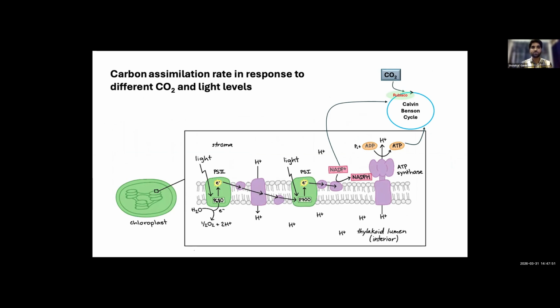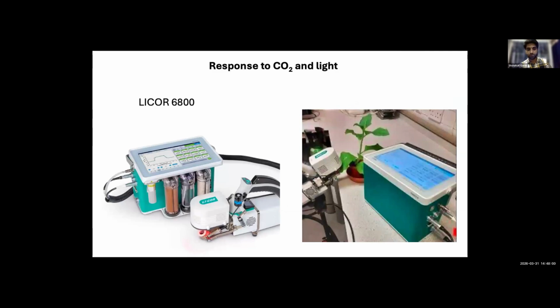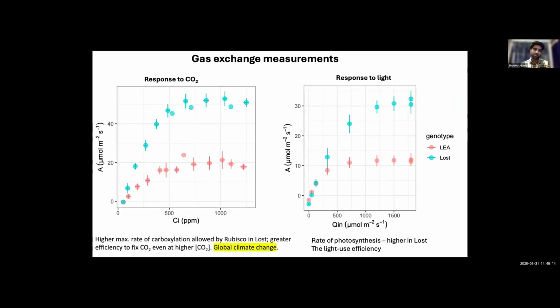Now coming to the carbon assimilation rate in response to different CO2 and light levels between the two tomato species. Most of you might be aware of this instrument, the LICOR 6800, that we used to get these data. The carbon assimilation under different CO2 levels and light levels was higher in the wild species than the cultivated species. The higher assimilation rate at higher CO2 levels means it has a higher maximum rate of carboxylation as allowed by Rubisco, indicating a greater efficiency to fix CO2 at high CO2 levels, which has implications for global climate change, as CO2 levels are expected to increase with time.